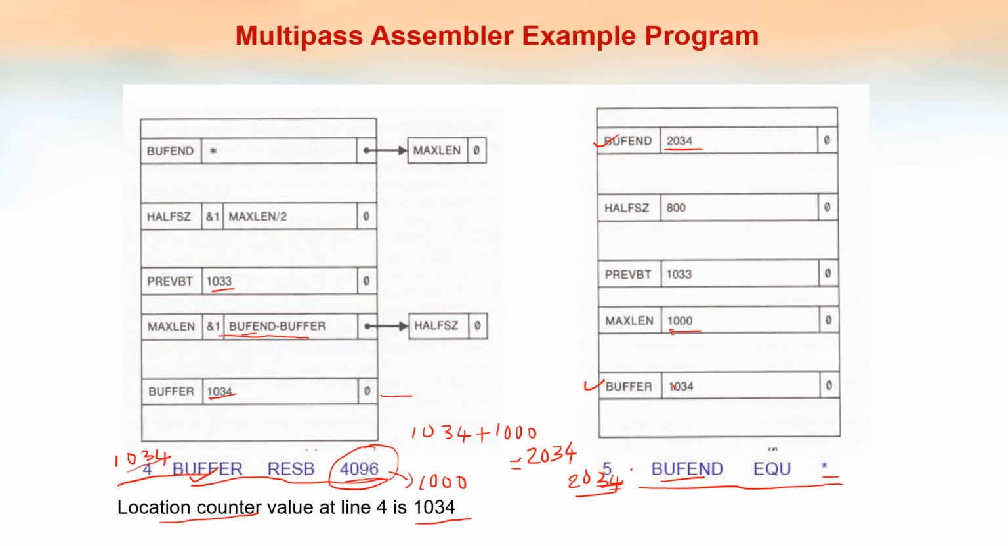Then other values also. Maxwellian I have got as 1000. Then Maxwellian by 2 gives the half value. Maxwellian is 1000, divided by 2. Again, I have to do hex division. You can do it in the calculator, then I will get 800. So now I have got all the values in the symbol table. The thing is, we have to find the entries in the symbol table with the symbol name and the value. So instead of all the defining expressions, now I have got the values.